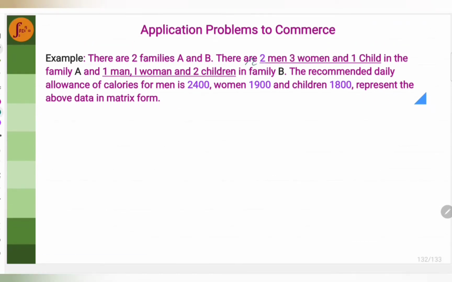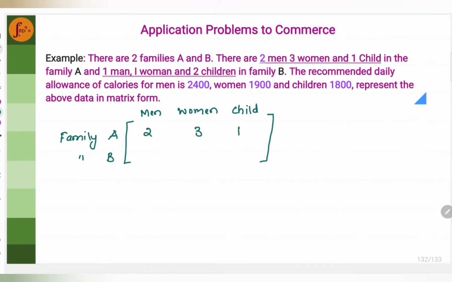Let's represent each of these values in a matrix. Now there are 2 families, A and B. So let's say family A, family B. These will be 2 rows. Now there are men, women, and child. We can put these as columns. Now let's put the numbers. There are 2 men, 3 women, and 1 child in family A. And in family B, there is 1 man, 1 woman, and 2 children. So we have formed one matrix. Let's give it a name, say X.